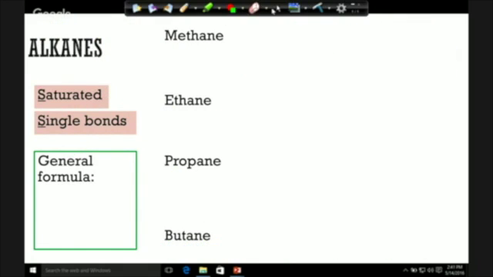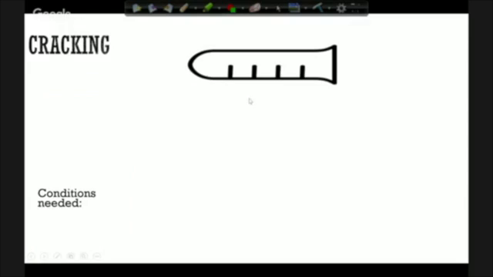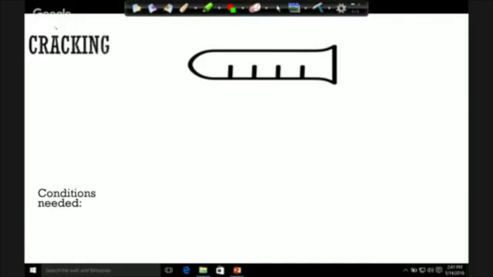Moving on then, we are going to go from the alkanes to alkenes, and this process involves cracking. So we're going to take some alkanes, and hopefully at the end of this process we are going to end up with a different molecule called an alkene, which only differs by that letter there. It's either an alkane or an alkene. And this process involves cracking.